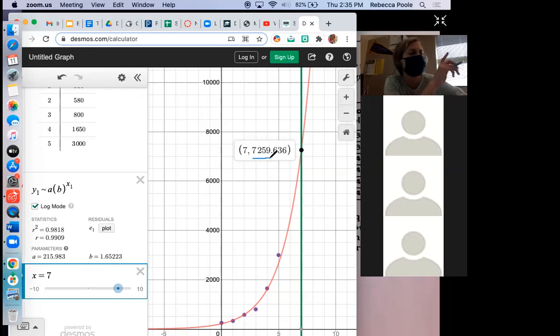Okay, let's think about it. Can you have 0.5 or 0.6 or 0.9 of a bacteria? No. So look at this 59. Look behind it. 0.6. Is that a big or a small decimal? Big. So what does 59 round up to? 60. So y'all, do y'all agree there are 7,260 bacteria after 7 hours?